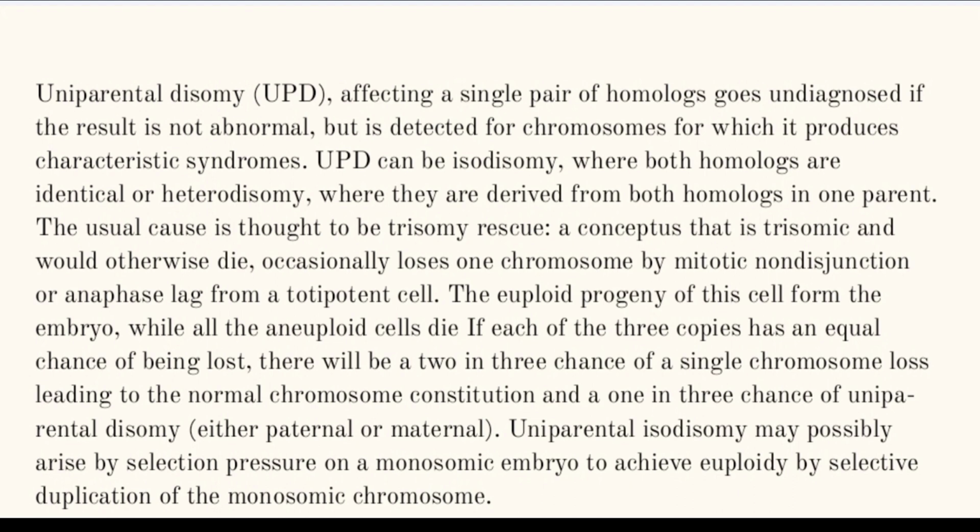UPD can be isodisomy, where both homologs are identical, or heterodisomy, where they are derived from both homologs in one parent. The usual cause is thought to be trisomy rescue, a conceptus that is trisomic and would otherwise die occasionally loses one chromosome by mitotic non-disjunction or anaphase lag from a totipotent cell. The euploid progeny of this cell form the embryo while all the aneuploid cells die. If each of the three copies has an equal chance of being lost, there will be a 2 in 3 chance of a single chromosome loss leading to the normal chromosome constitution and a 1 in 3 chance of uniparental disomy. Uniparental disomy may possibly arise by selection pressure on a monosomic embryo to achieve euploidy by selective duplication of the monosomic chromosome.